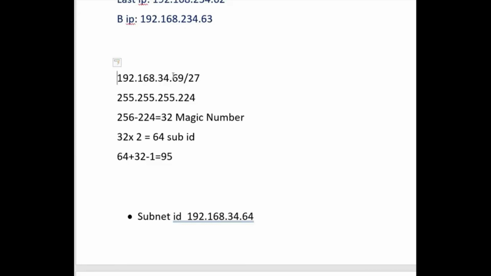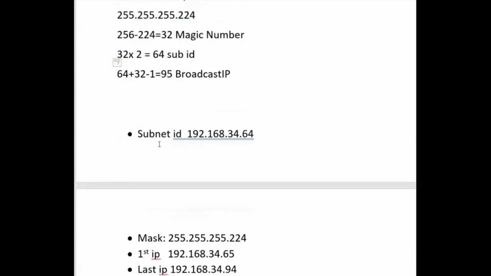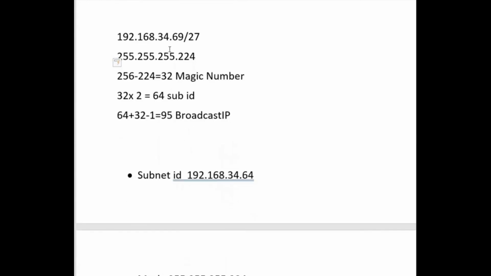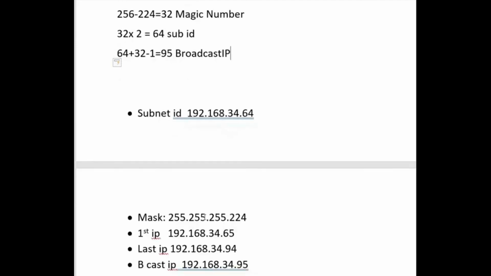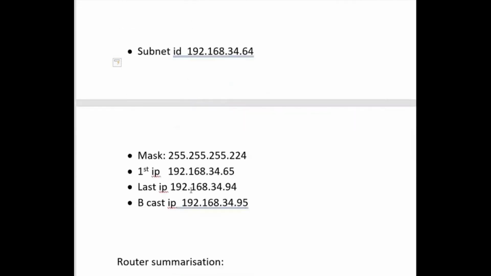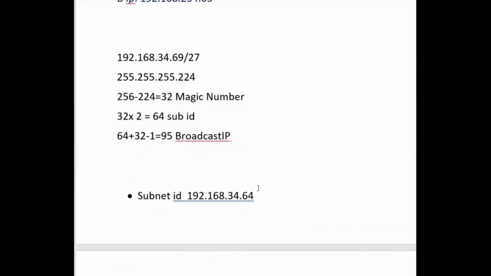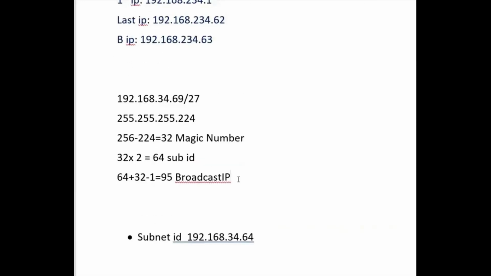So this 32 we're going to compare with 69. So 32 multiplied by 2, we get 64. 64 is less than 69. That is our subnet ID. If you want to get the broadcast IP, 64 plus 32 minus 1 equals 95. This is our broadcast IP. So that's our subnet ID 34.64. This is our mask. This is our first IP, last IP, and broadcast IP. So that's pretty much the information about subnetting.